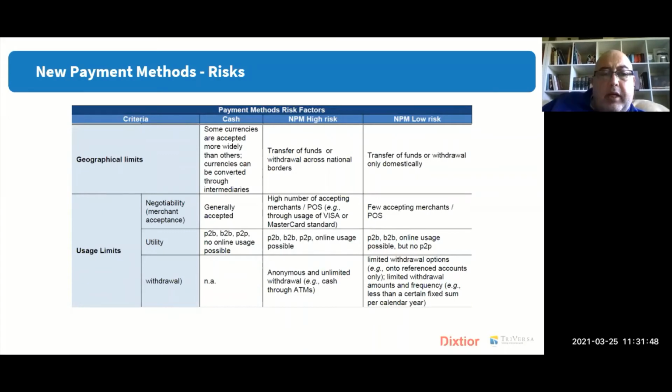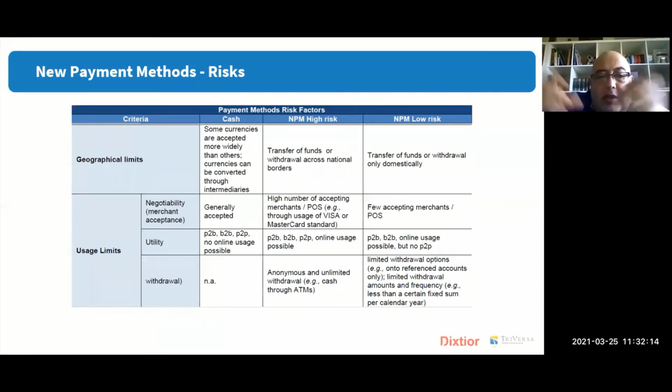Geographical limits. Some currencies, as you know, are more widely accepted than others. With new payment methods, the same thing happens. They can be restricted to a geography, accepted only in some parts of it. But if you have cross-border transactions, risk rises, of course. And of course, the usage limits.